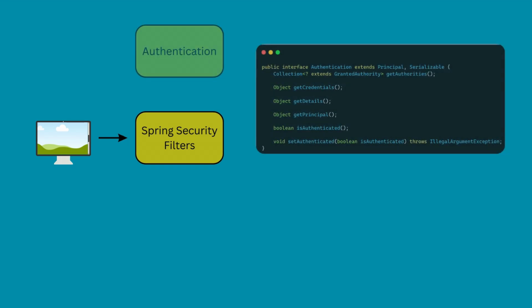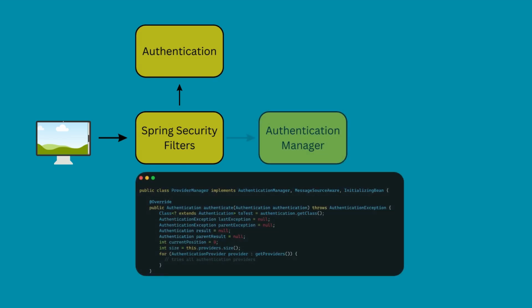So we know whenever a client sends a request, it is intercepted by Spring Security filters. Spring Security filters like username password authentication filter will extract the username password from the HTTP request, and it prepares an authentication type object. Because authentication is the core standard of storing authenticated user details inside the Spring Security Framework. This authentication object is then passed to the authentication manager.